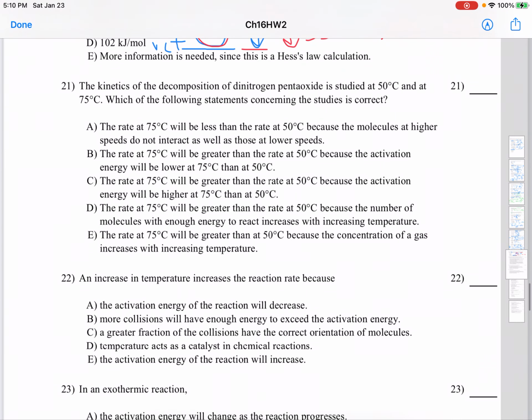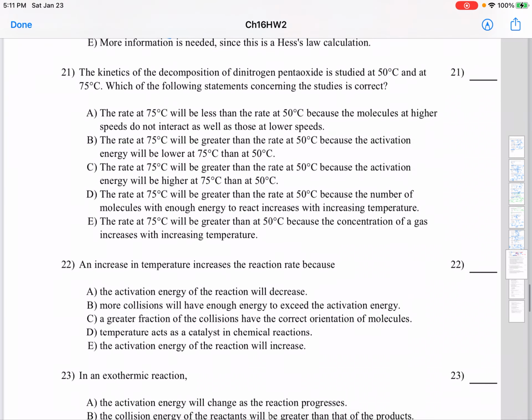Number 21. The kinetics of the decomposition of dinitrogen pentoxide studied at 50 degrees Celsius and 75 degrees. Which of the following statements concerning the studies is correct? The rate at 75 degrees will be less than the rate at 50 because the molecules at higher speed do not interact as well as those at lower speeds. That's not correct. It says at 75 degrees, molecules at higher speed do not interact well.